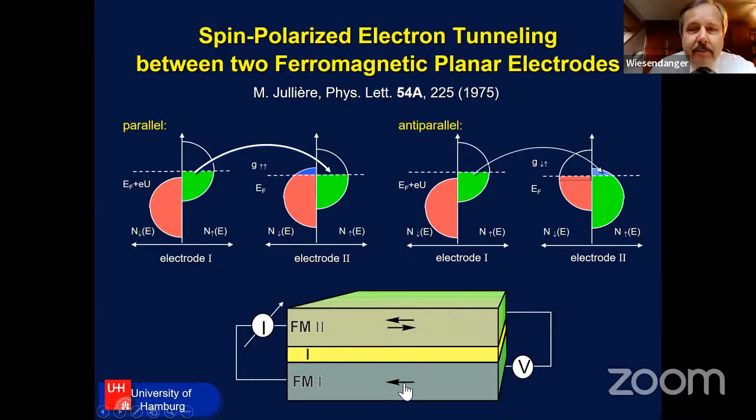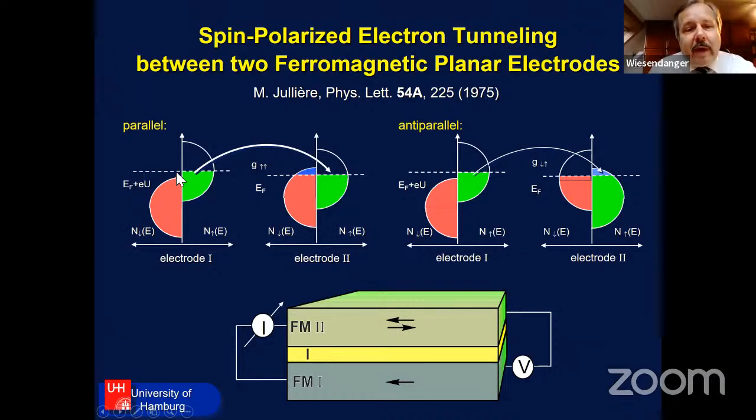You can, of course, easily interpret this in a Stoner picture of band ferromagnetism, where you have here the spin down electrons, and here the spin up electrons, for both electrodes 1 and 2. If you neglect spin flip scattering in the insulating barrier, and of course later on we will consider a vacuum barrier where you will not have any spin scattering, then you can only tunnel from one particular spin species of states to the states of the same spin direction. And so you can tunnel, for instance, in this case, from occupied spin up electron states to unoccupied spin up electron states.